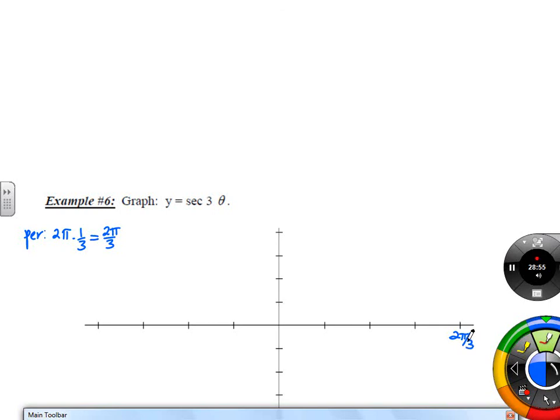2 pi over 3, when you divide that by 4, gives pi over 6, and then we'll number by pi over 6. So 1 pi over 6, 2 pi over 6, 3 pi over 6, but reduce them, okay? Secant, so we've accounted for the one transformation. Secant is the reciprocal of what function? Cosine. Okay, so normally my cosine function goes like this.